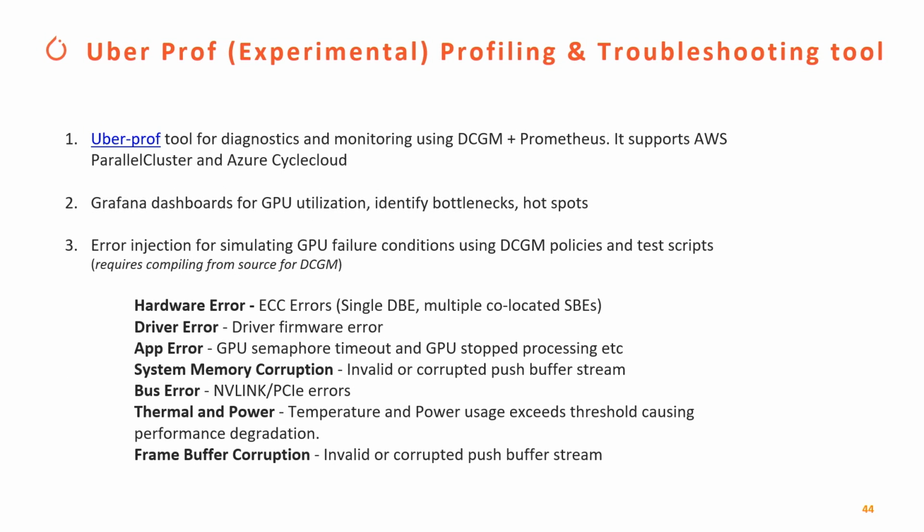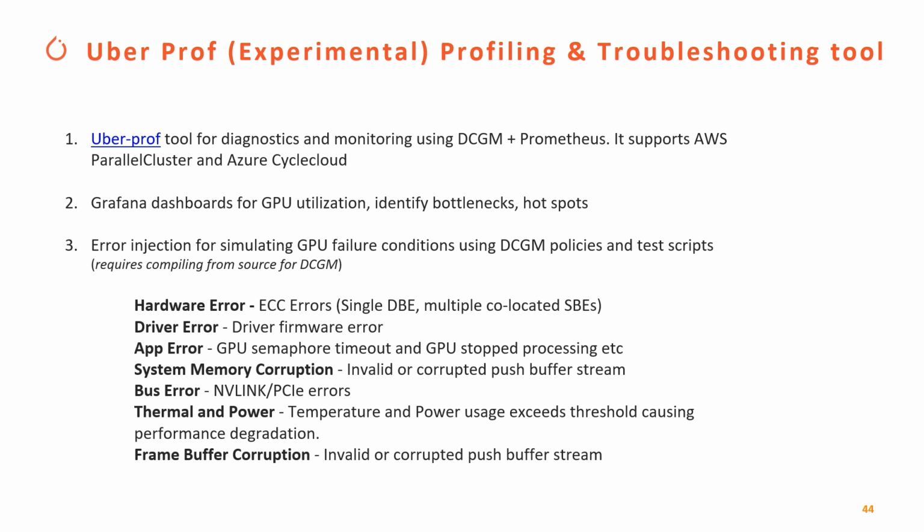We built the Prof experimental profiling and troubleshooting tool using the combination of NVIDIA DCGM and Prometheus. It supports Slurm jobs at present and with the AWS ParallelCluster or the Azure CycleCloud. Grafana dashboards are built in and it provides details for the GPU utilization, which help identify bottlenecks and hotspots on the cluster. It also supports injecting errors for simulating GPU failure conditions using the DCGM policies and scripts.